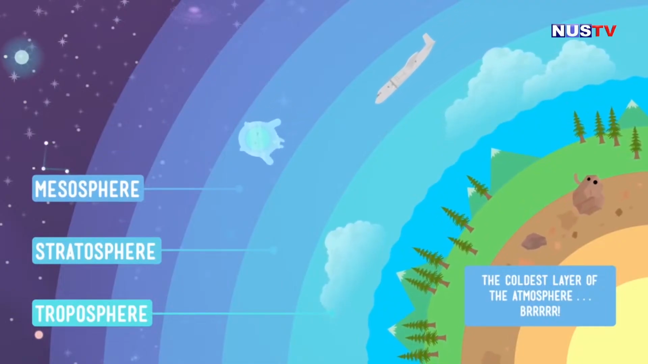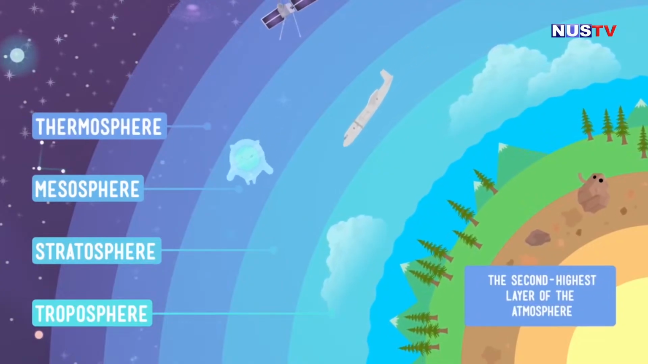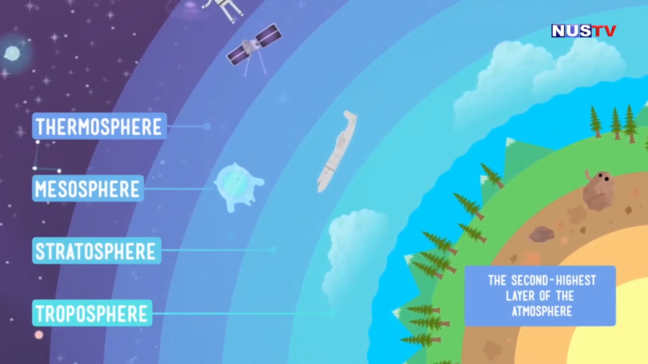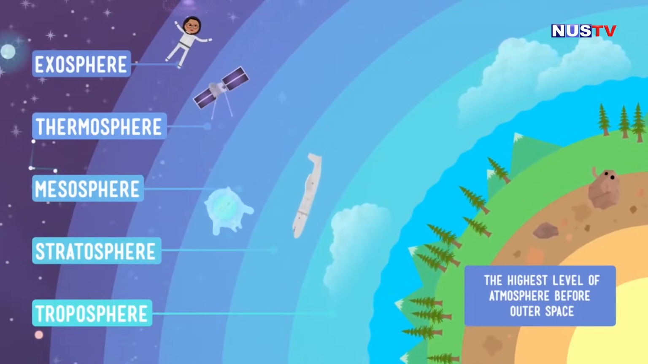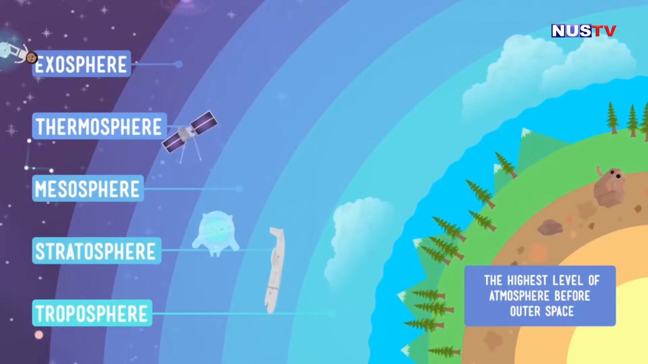There's almost no breathable air up there, and even less in the thermosphere above it, where you might bump into some satellites flying around the planet. The last layer of the atmosphere is the exosphere. That's the highest you can go and still be on Earth. Once you leave the exosphere, you're officially in space, baby.